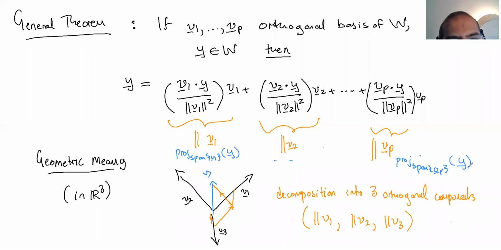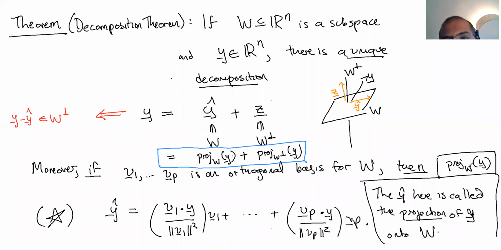This formula breaks a vector into a bunch of different one-dimensional projections, whereas the decomposition theorem here allows you to do something a bit coarser: if you have a subspace and you just want to decompose a vector into a component in the subspace and orthogonal to it, then this does that for you.